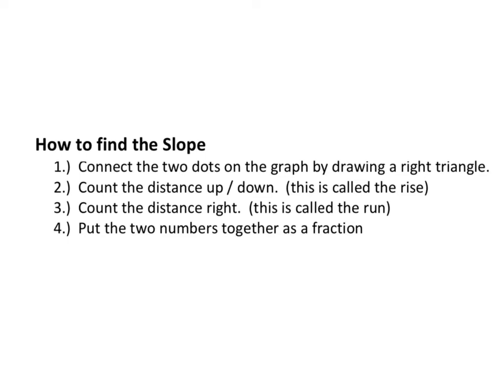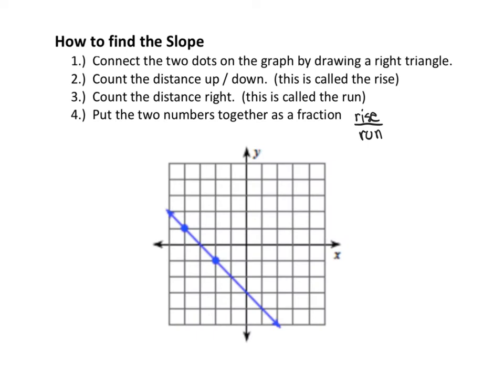The third step is to count the distance to the right. This is called the run. The fourth step is to put the 2 numbers together as a fraction. Rise over run. So here's our first example.